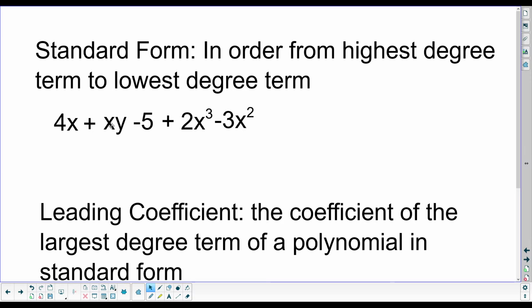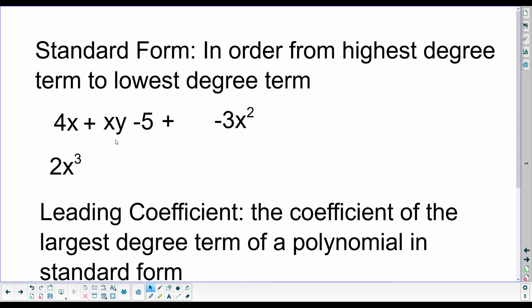And if I look at the degrees here, I see this term is degree 1, that's a linear. This is a degree 2. This is a degree 0, degree 3, a cubic. And then we have another quadratic here. So if I put these from highest degree to lowest degree, the highest degree term is going to be 2x cubed. Okay, so 2x cubed is my biggest one.